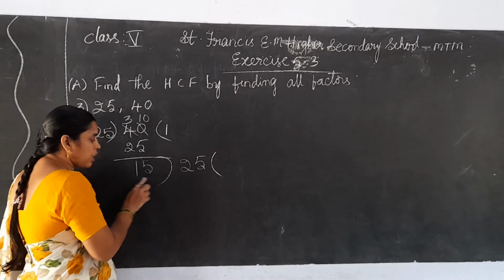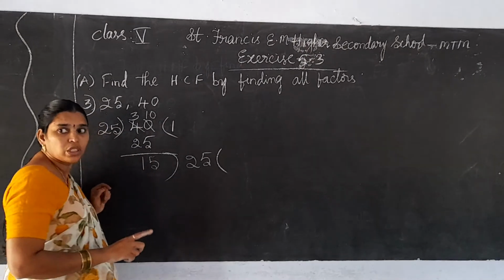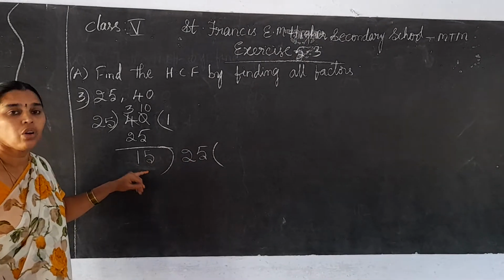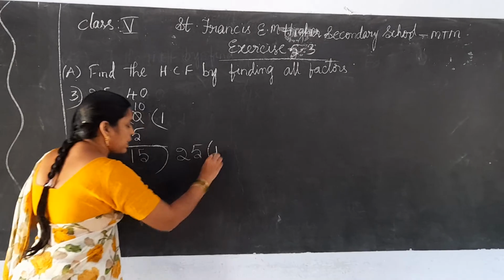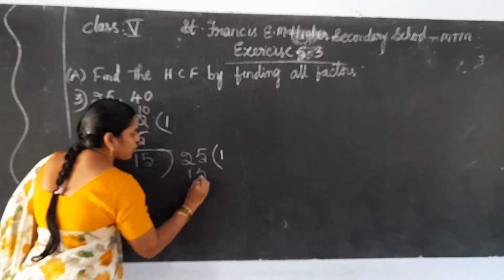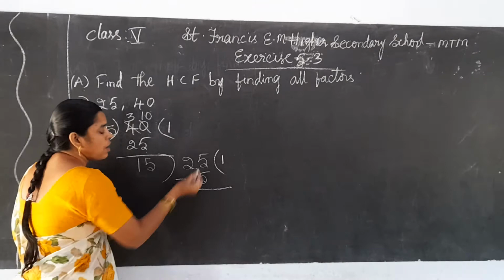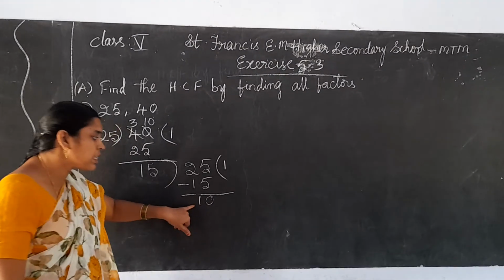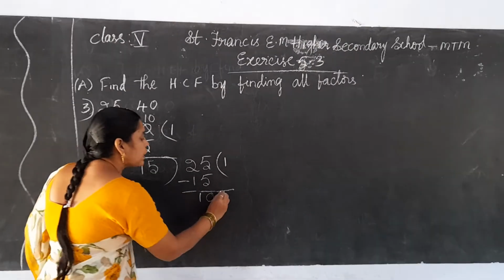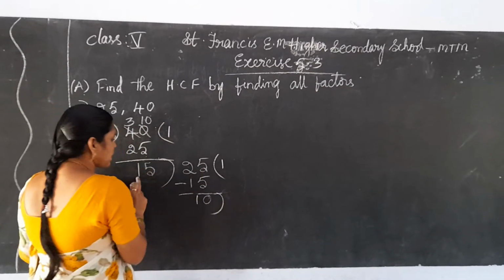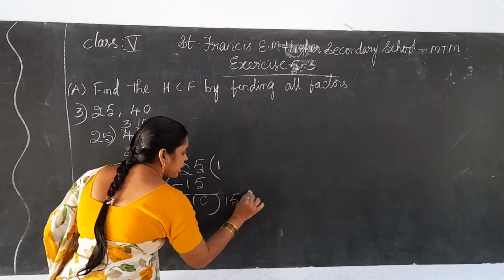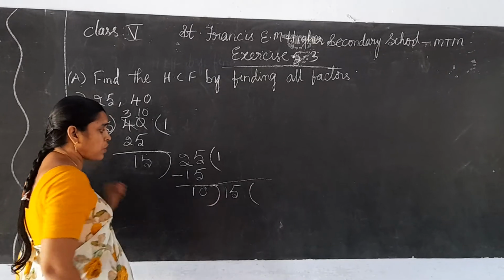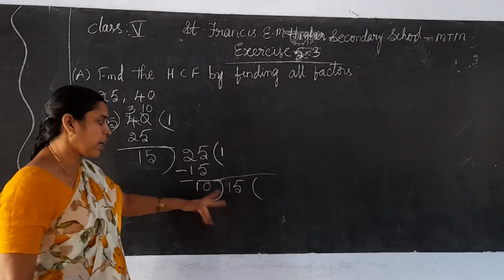15. 15 ones are 15, 15 twos are 30. 30 does not go into 25, so it will go one time. So write that quotient right here, and 15 ones are 15. Now you do subtraction. 5 minus 5 is 0. 2 minus 1 is 1. Again this remainder becomes the divisor and this divisor goes to the dividend. Clear, children? Now 10, how many times will it go in 15? One time.